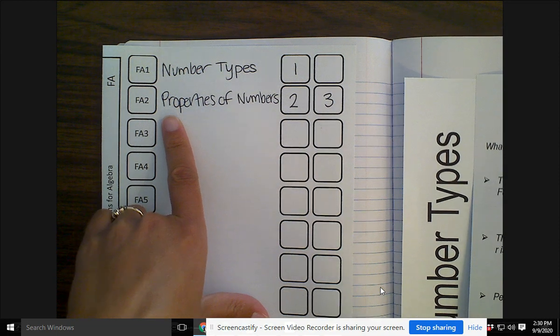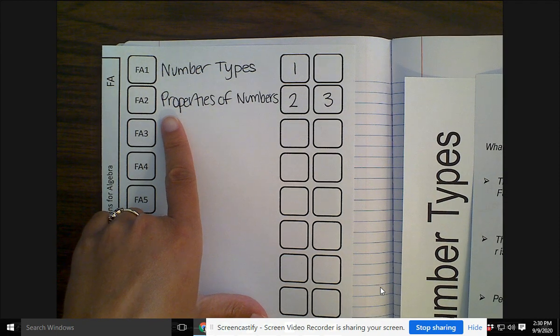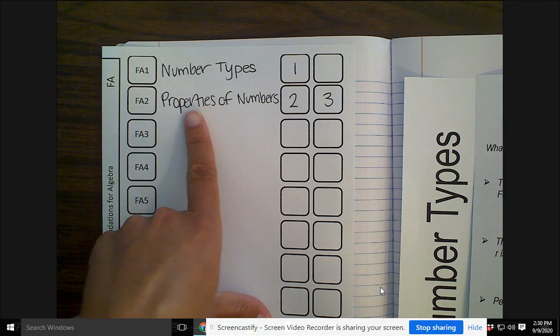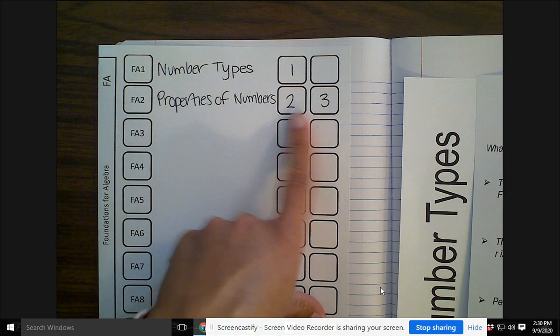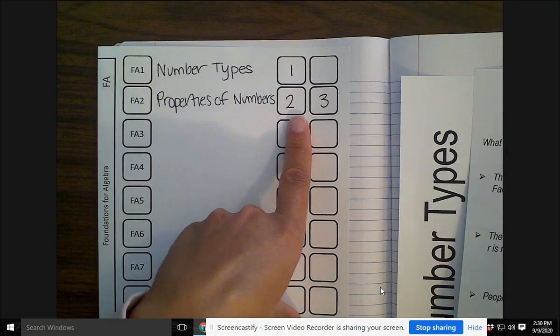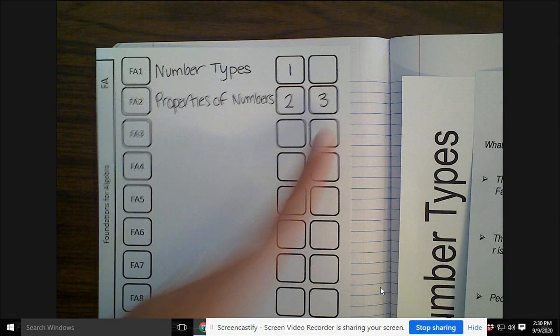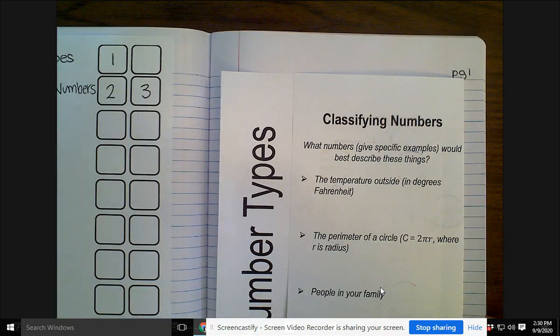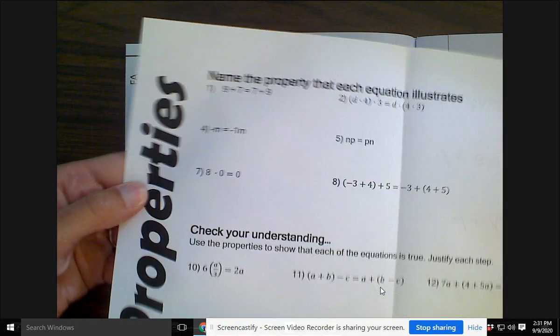Today, we're going to talk about most of all of our properties of numbers. So properties of numbers, and that's going to go on page 2 and 3. And we're just going to fill out page 2 today. Next, we'll have page 3. Okay, so we have that. Page 1, we had our number types. And if we turn the page, right behind that, we'll have page 2 and then page 3.